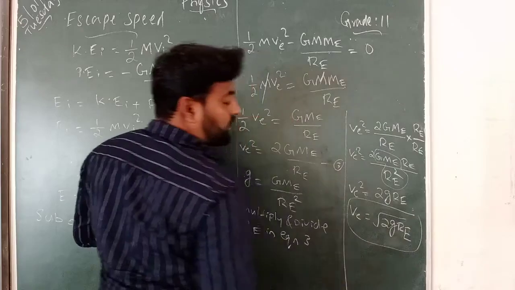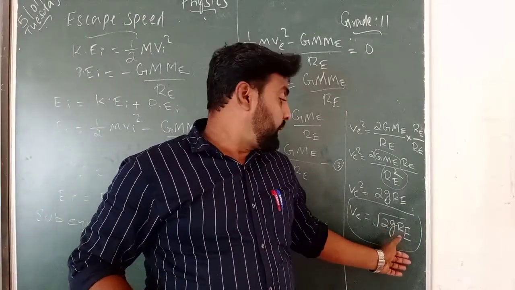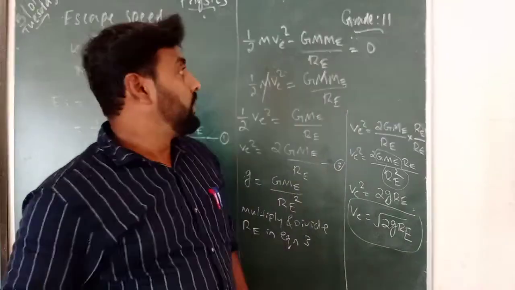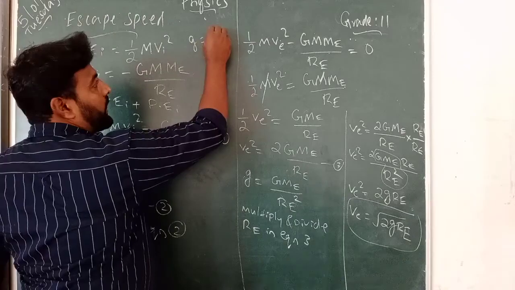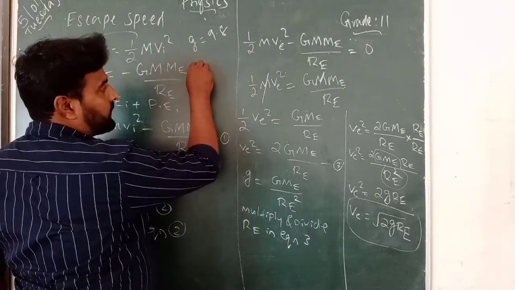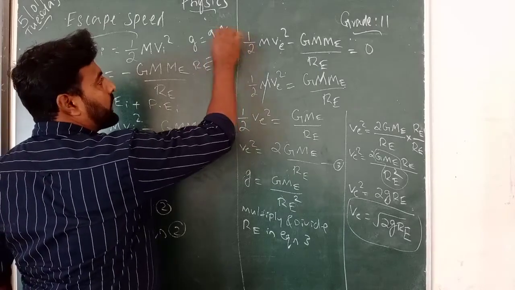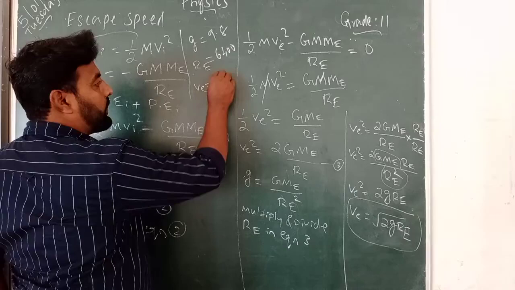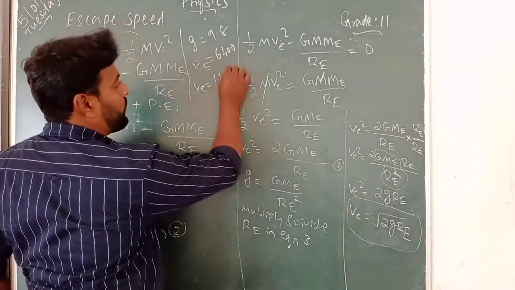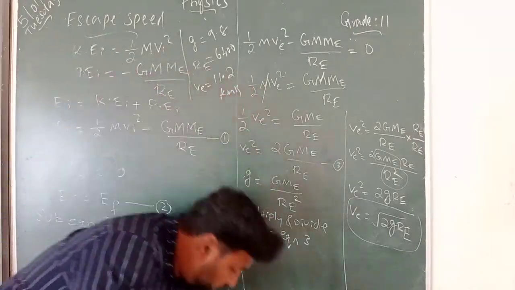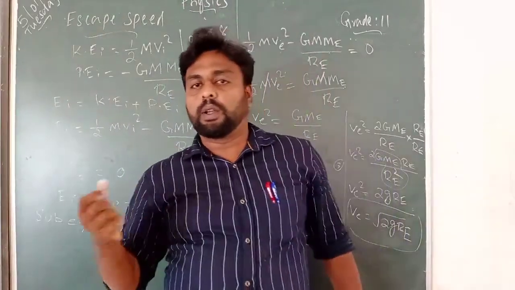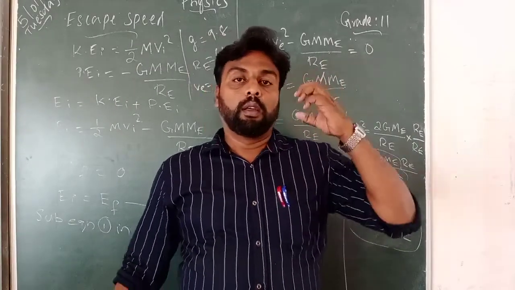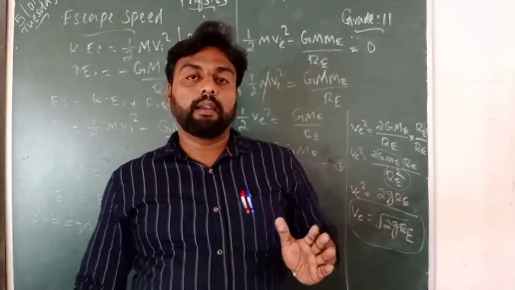This is our equation for escape speed. This escape speed depends upon the gravitational acceleration G and the radius of the earth. We know the value of G is 9.8 meter per second squared, and the radius of the earth R is 6,400 kilometers. When you substitute these values in this equation, you will get the escape speed as 11.2 kilometers per second. This speed is enough for hydrogen and helium to escape from the Earth's surface when compared to nitrogen and oxygen.